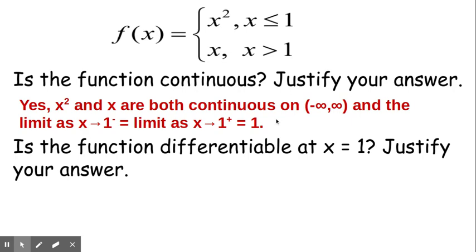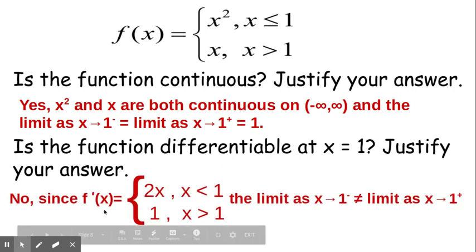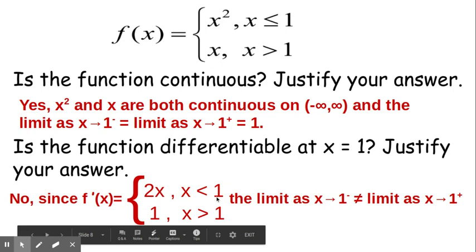So now the question is, is it differentiable at x equals 1? Justify your answer. This is what we were talking about with the equal sign. When we looked at the derivative function, if you did the limit as x goes to 1 from the left of f prime of x, you get 2. The limit as x goes to 1 from the right, you get 1. Those limits are not equal, therefore it's not differentiable at 1.